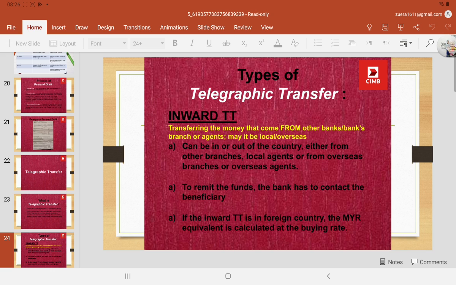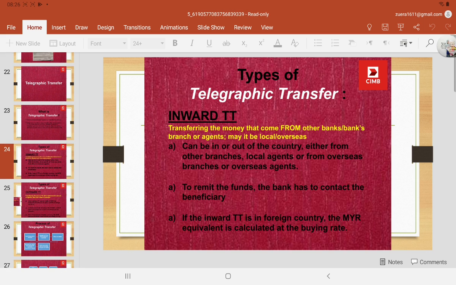Okay, and for the inward telegraphic transfer, it can be in or out of the country, whether you will receive the money from the local country or from an overseas country. Then to remit the funds, the bank has to contact the beneficiary first to transfer the money. If the inward telegraphic transfer is from a foreign country, of course the ringgit Malaysia must be converted based on the buying rate of the currency. So this is for the inward.